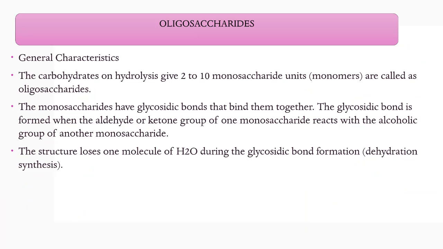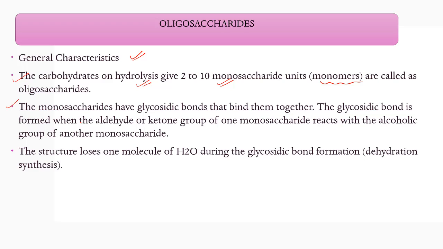Understood? Now we are going to start with oligosaccharides. What are oligosaccharides? Oligosaccharides, general characteristic: the carbohydrates on hydrolysis give 2 to 10 monosaccharides. Oligosaccharides are formed by the glycosidic bond. So when 2 to 10 monosaccharide units combine, they form the oligosaccharide. These monosaccharides are known as monomers.